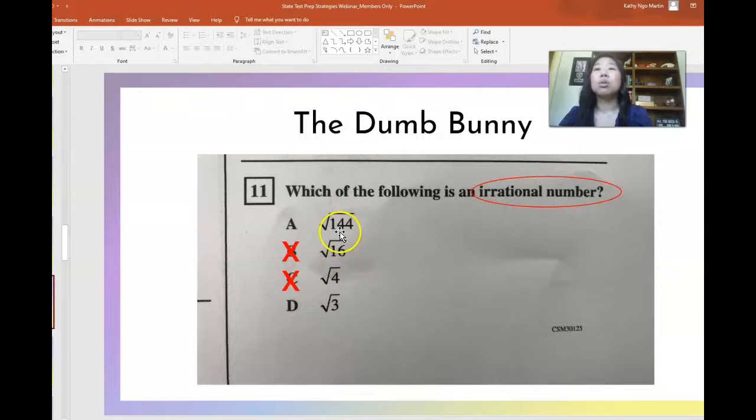Okay, so let's look at the options. Square root of 144. If I don't know what that is, I'm not sure. Okay, I'm going to skip it for now. Square root of 16. Well, I know the square root of 16 is 4, so that can't be it. The square root of 4 is 2. Okay, so that can't be it. So I can already eliminate these dumb bunnies. And then the square root of 3 could be it, not sure. Okay, so I've already eliminated 2 out of my 4. So boom, I'm already almost there, right?